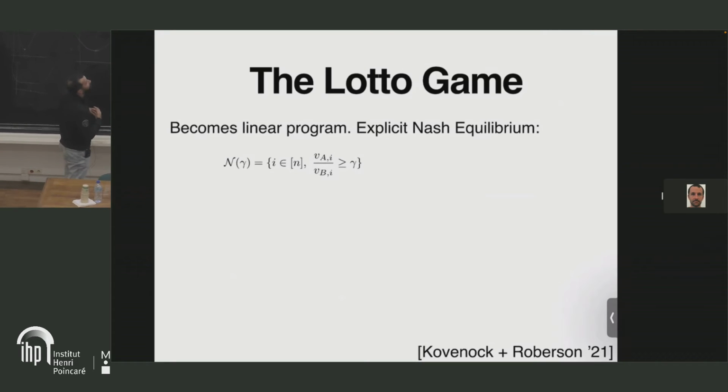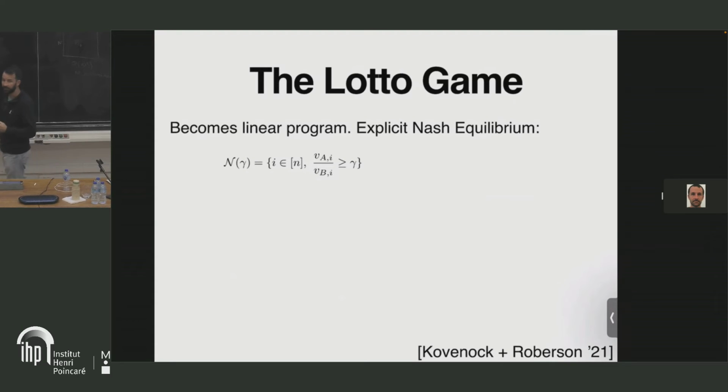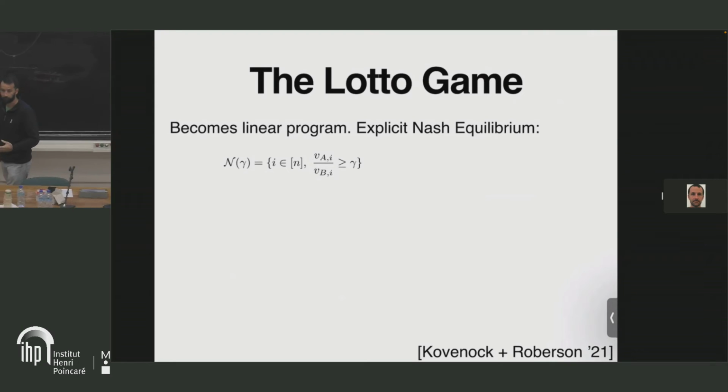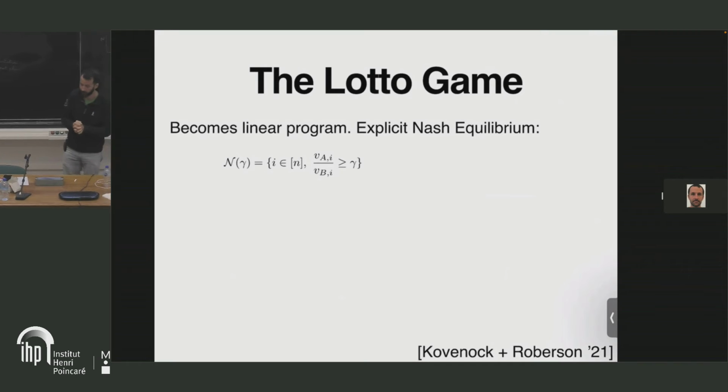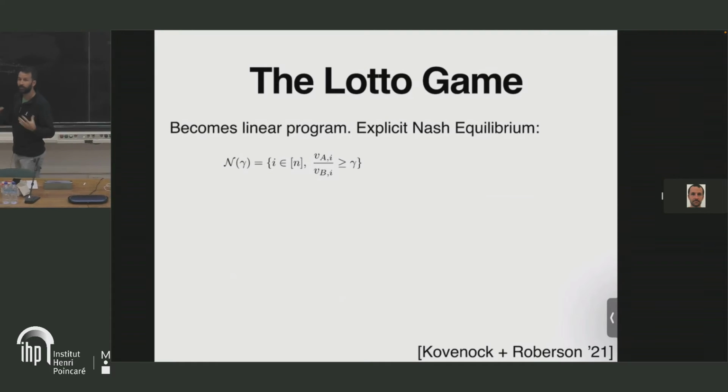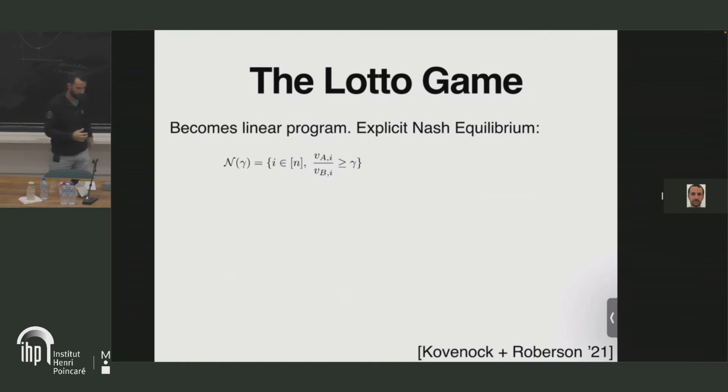In this question, there are people that have computed the Nash equilibrium. Kovenock and Roberson last year computed the Nash equilibrium in this Lotto game. And the point of our work was to try to find a way to be sure that you can mix them together so that the constraint of the sum being equal to the budget is satisfied.